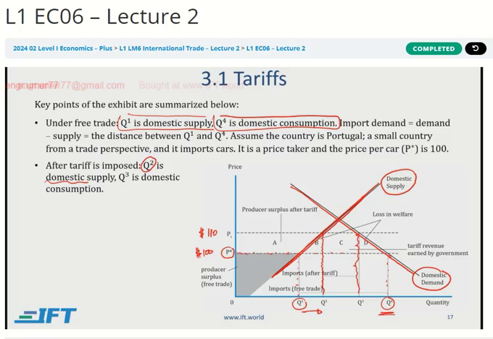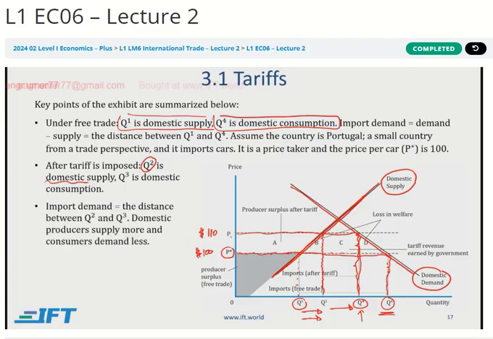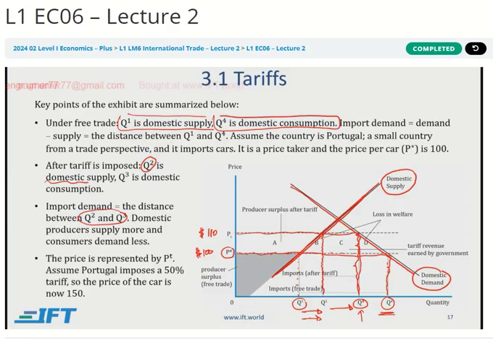At the lower price of 100, the demand was Q4. But at the higher price of 110, the demand is now only Q3. And Q3 is still more than Q2. So even though the domestic supply is going up from Q1 to Q2, it is still not able to meet the total demand at 110. So the remaining portion, which is the difference between Q2 and Q3, is going to be imported. There will still be certain cars that are going to be imported at this price.